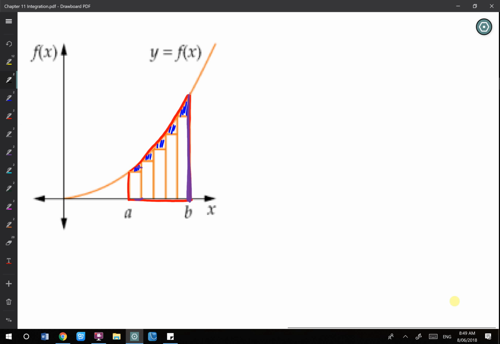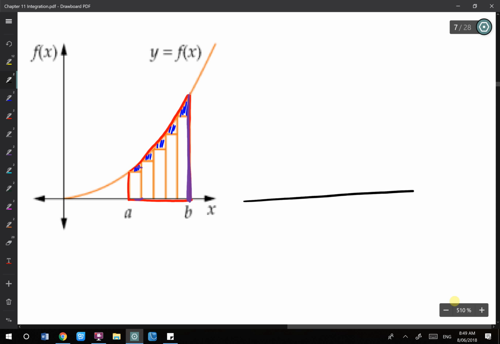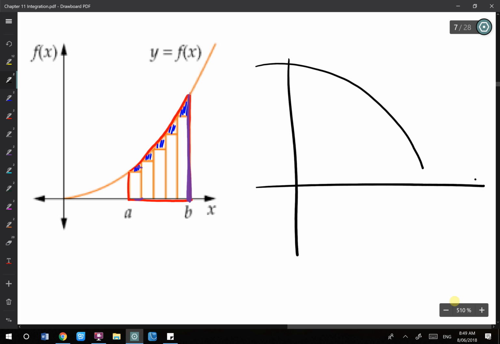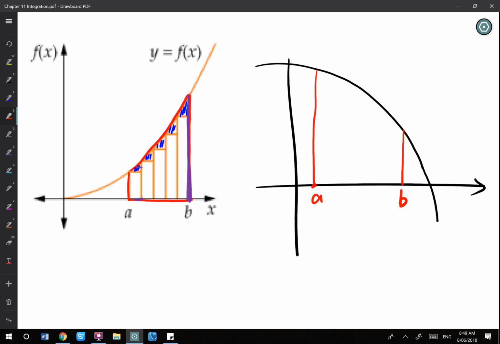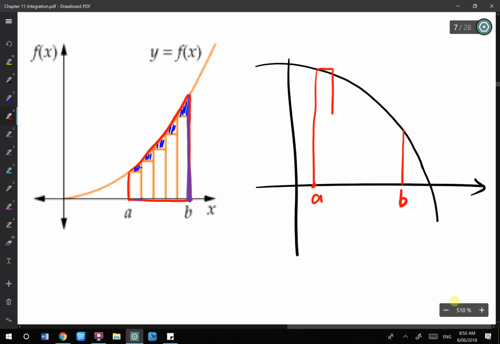Can you tell me, if I have a graph like this and I want to find the area in between A to B, okay, I want to find this area. If I use left endpoint estimation, will the approximate area be underestimate or overestimate? Over, right? Overestimate.